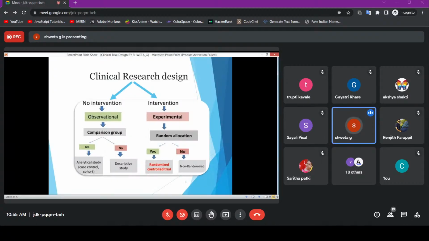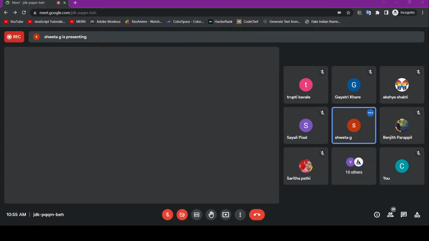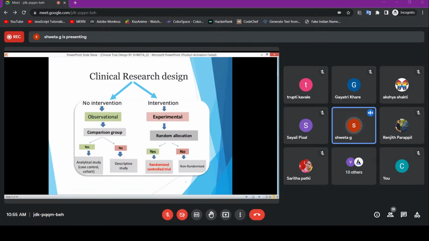Treatment, 2 can be the placebo. So that 100 number will be divided 50-50 into two groups. One will receive the test treatment and one will receive the placebo or the standard treatment. The 50 people who receive the standard treatment and the 50 who receive the placebo will be decided on the basis of randomization. It will be done by random selection.